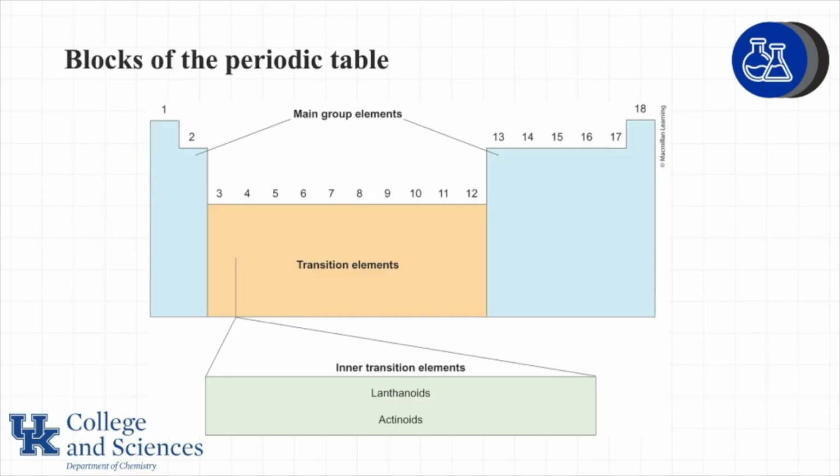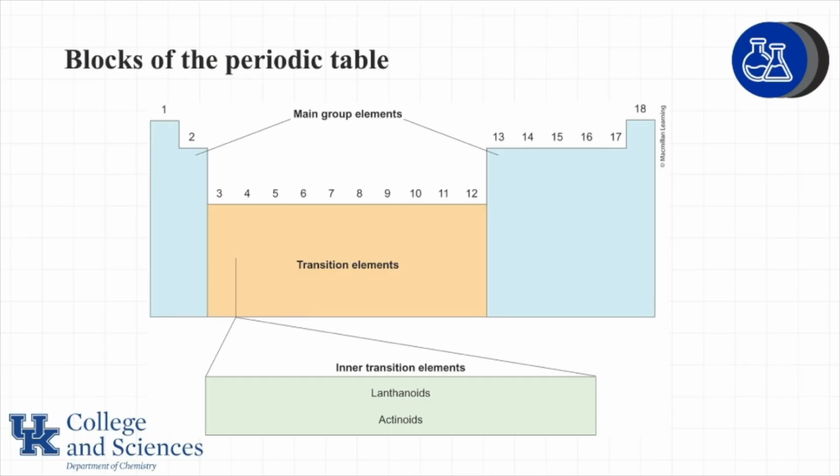We also sometimes refer to different blocks of the periodic table. So we see in the left and the right, groups 1 and 2 and 13 through 18 are called the main group elements. These are the elements whose behavior is most predictable, and we'll spend most of our time talking about these. We'll hit on a few of the transition elements, but most of the chemistry we'll look at is involving the main group elements.